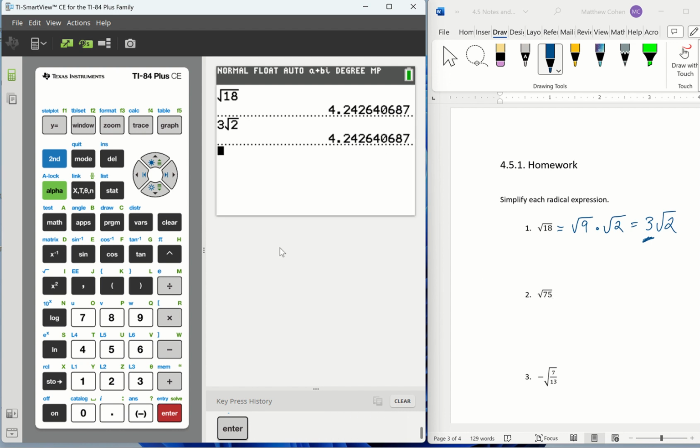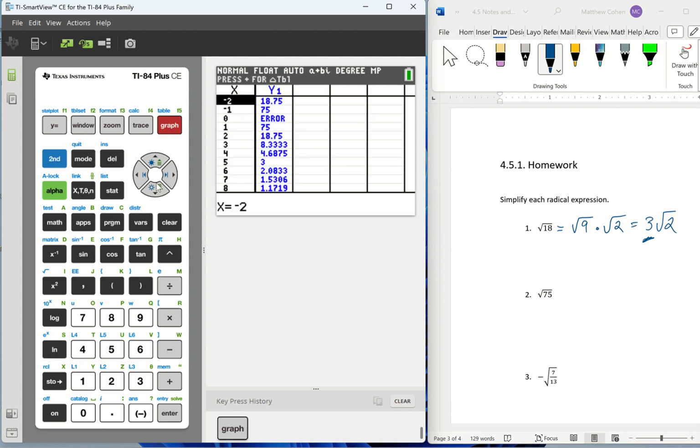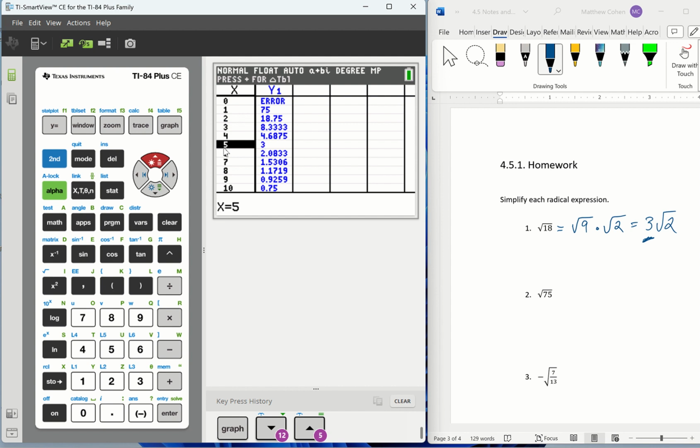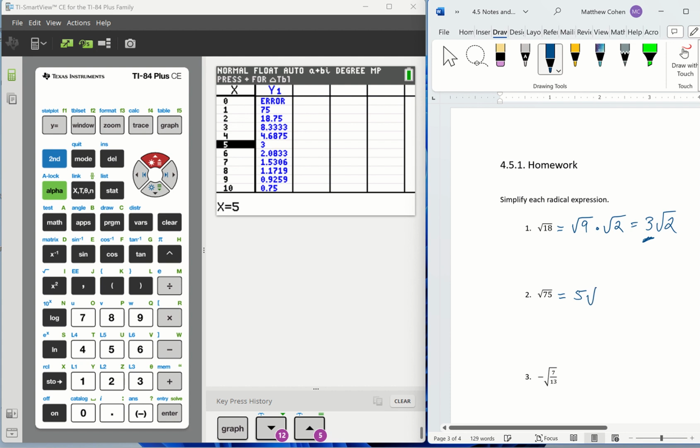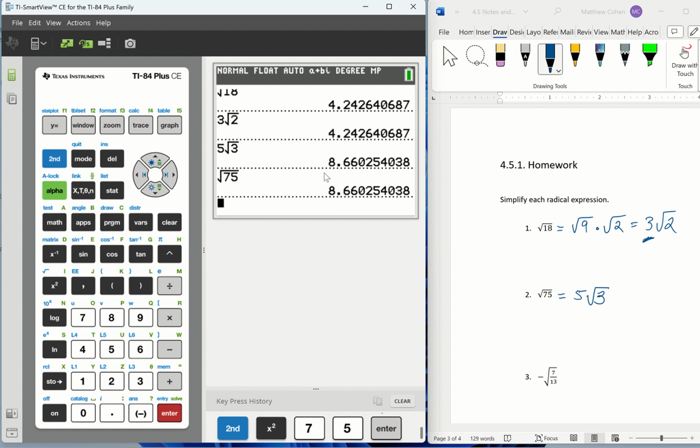Let's try it for the square root of 75. So if I go to y equals, and I do 75 over x squared, I can go to my table, and what I'm looking for is the pair of whole numbers where y1 is as close to 1 as possible. So I'm going to keep going, and my closest pair of whole numbers is 5 and 3. So the answer is going to be 5 times the square root of 3. We can check that. And we get the same number for 5 times the square root of 3 and square root of 75.